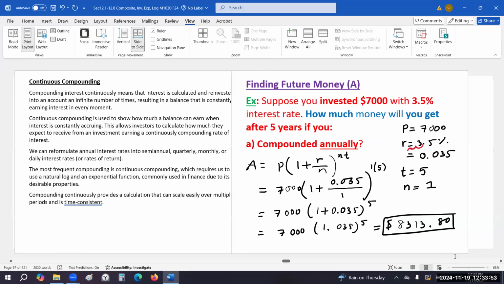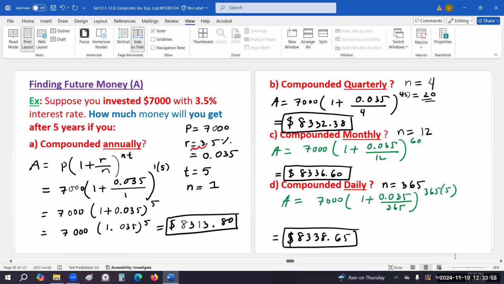And we have several scenarios. If the final amount is missing, we substitute everything into the formula, plug it into the calculator, and get the result.